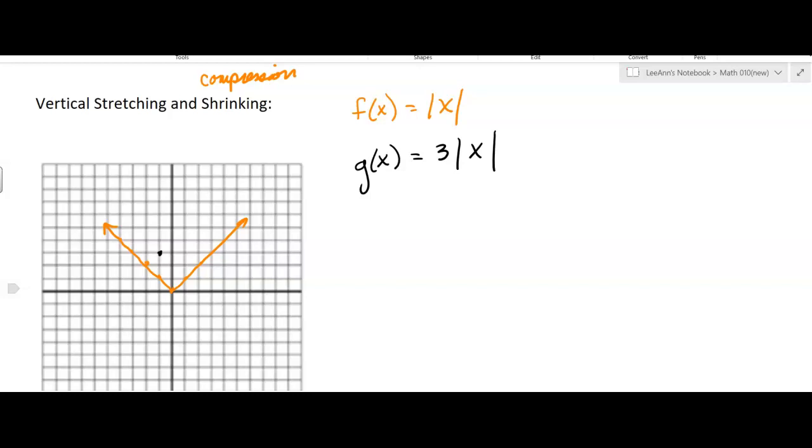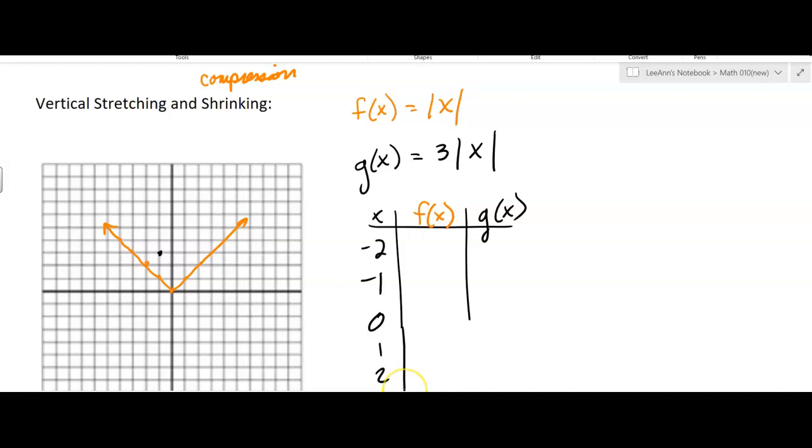1, 2, 3. Okay, so let me do a table of values so you can see what's going on here. And then we'll put f of x in the middle. So f of x is the common one, right? So we're choosing values like -2, -1, 0, 1, 2. We're plugging those in. We're taking the absolute value of each one of them. Oh, I just did a quadratic. Oops. Let's do an absolute value. Rewrite that down.